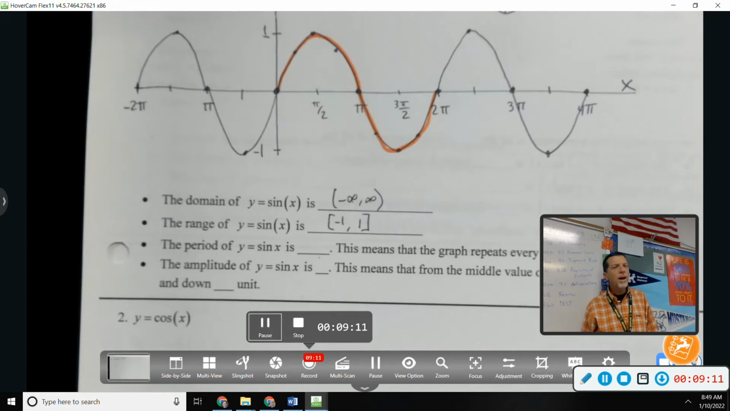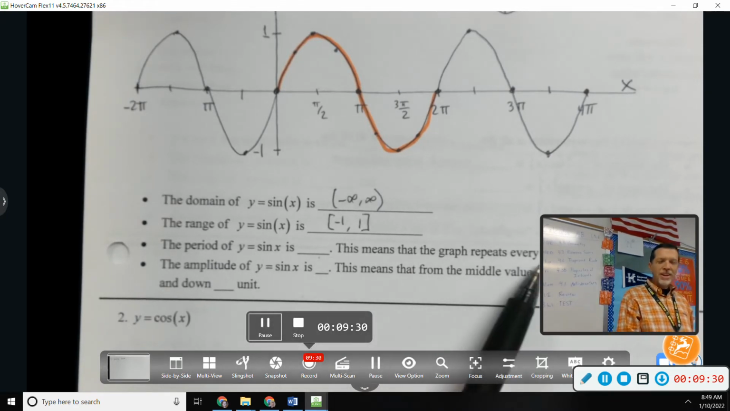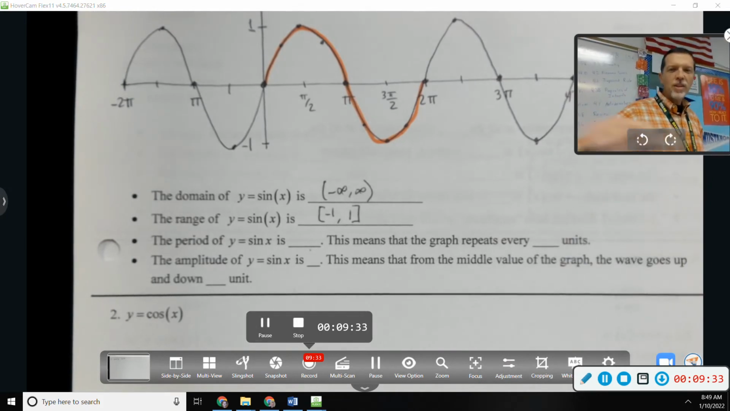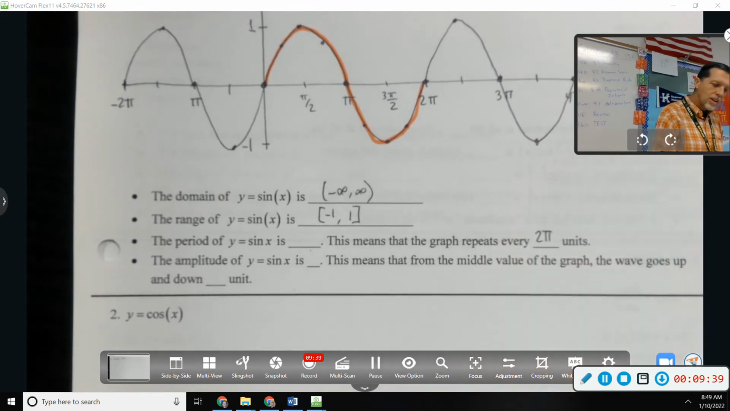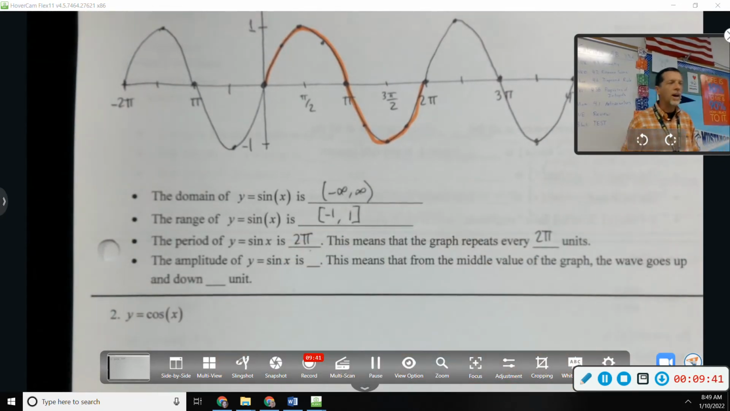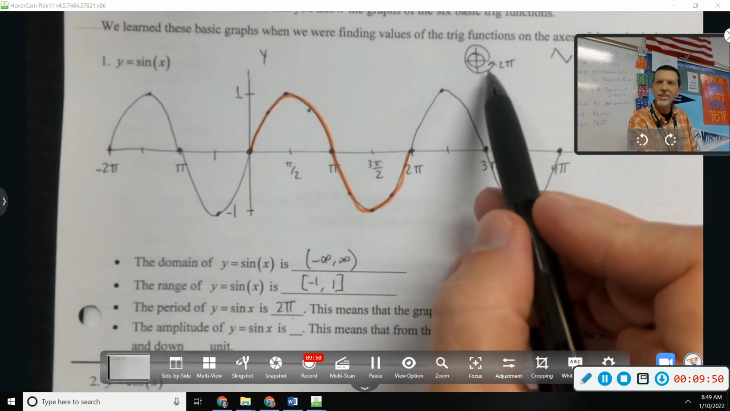Period. This might be a new term. It's not like the period at the end of a sentence, or a decimal point. That's not the kind of period it is. Periodic, maybe you've heard that term, means something repeats. If we skip the first blank, you can probably get it by answering the second blank. This means that the graph repeats every 2 pi units. So we say the period is equal to 2 pi. After 2 pi, it starts over, which kind of makes sense because it's based off the unit circle, and every 2 pi we start over.